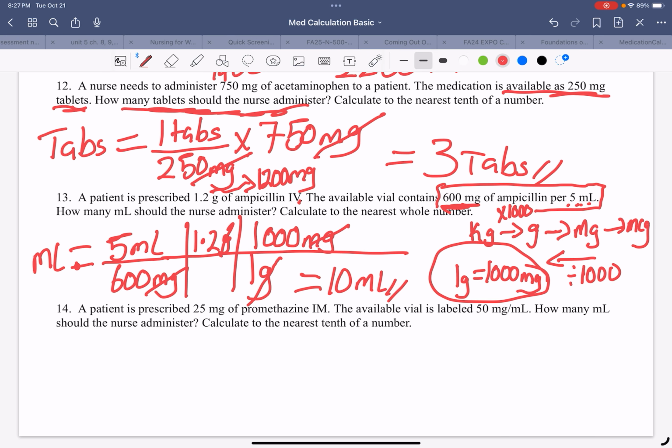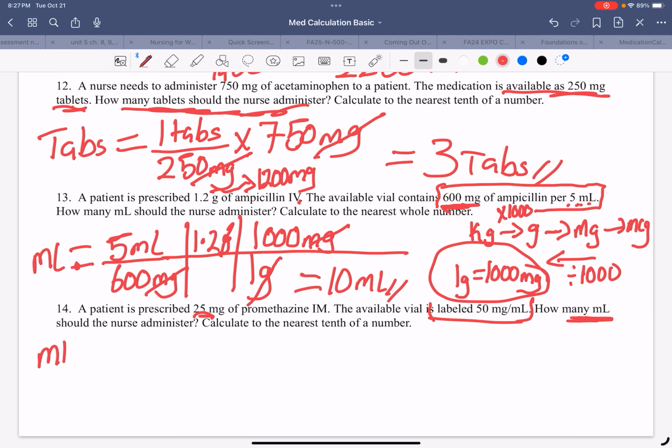The patient is prescribed 25 milligram of promethazine IM, intramuscular. The available vial is labeled 50 milligram per mL. How many milliliter? So we are asked to calculate milliliter. This is how the medication is available, and this is the order. So go ahead and pause, then just come back.